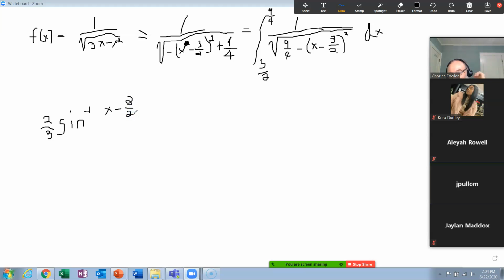Okay, that's a 2. Okay, that's your numerator over 3/2 from here. So again, that would be a 2 here and a 3 down here. Okay, and that's evaluated from 3/2 to 9/4.